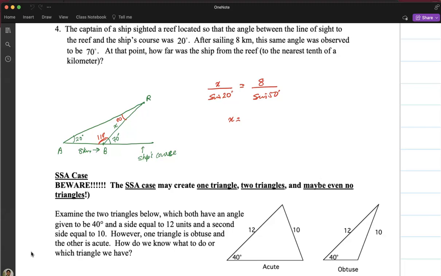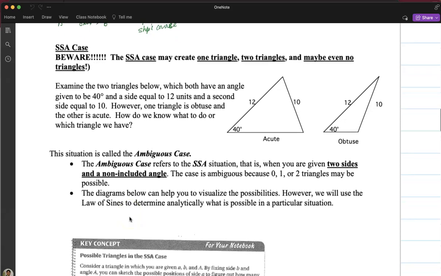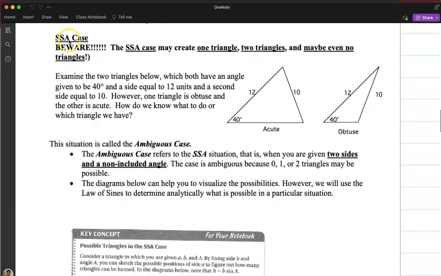Now this is very, very important. What's going to follow now? Beware, the SSA case. The SSA case may create one triangle, two triangles, and maybe even no triangles.